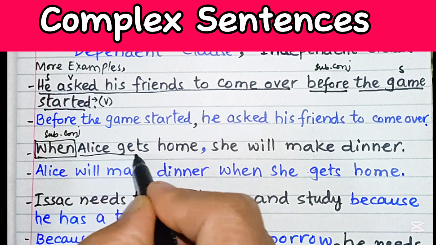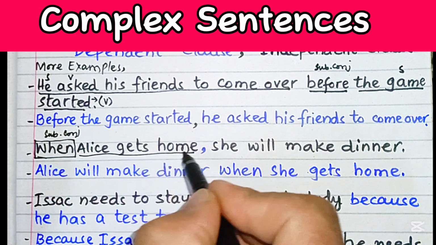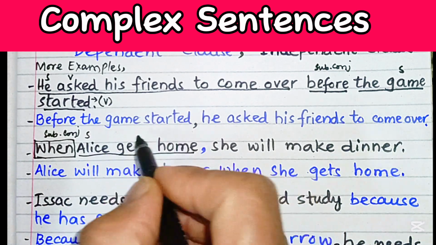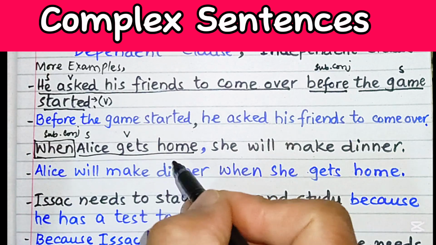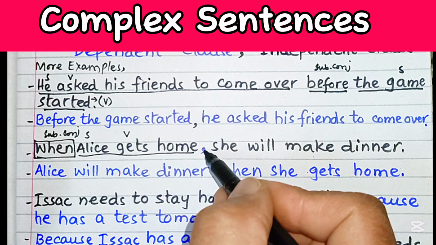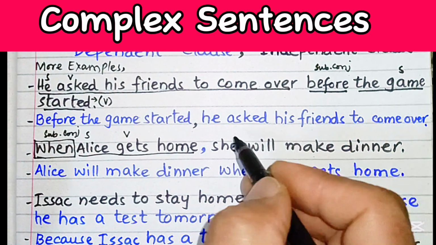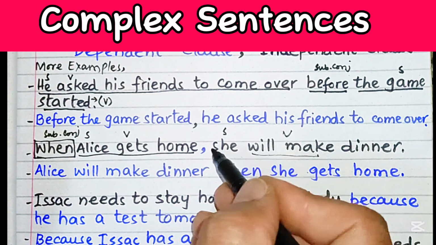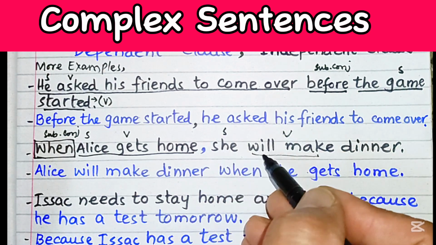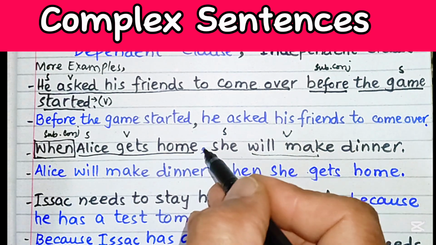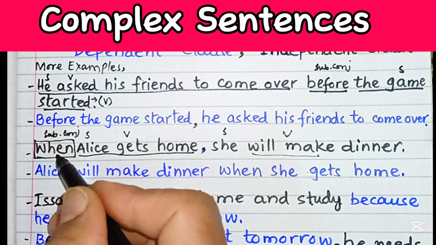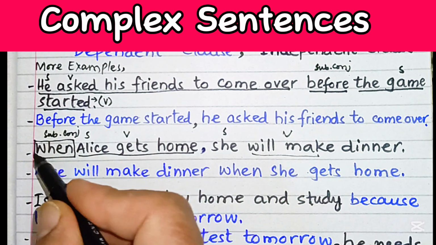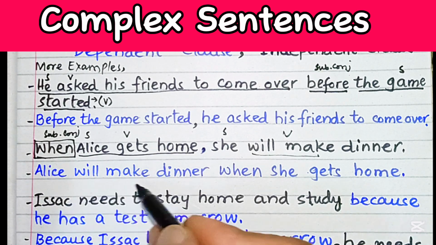So it means that "when Alice gets home" is a dependent clause. Over here, Alice is a subject, gets is a verb, so it makes a clause. It is followed by a comma. "She will make dinner." Over here, she is subject and will make is a verb. So this is actually an independent clause. Both the clauses, once joined together by a comma and a subordinating conjunction, are going to make a complex sentence.